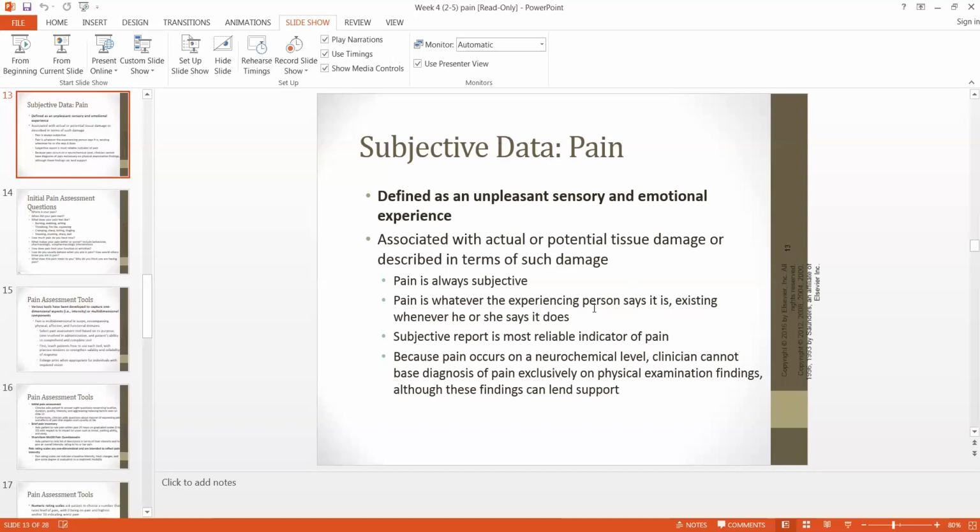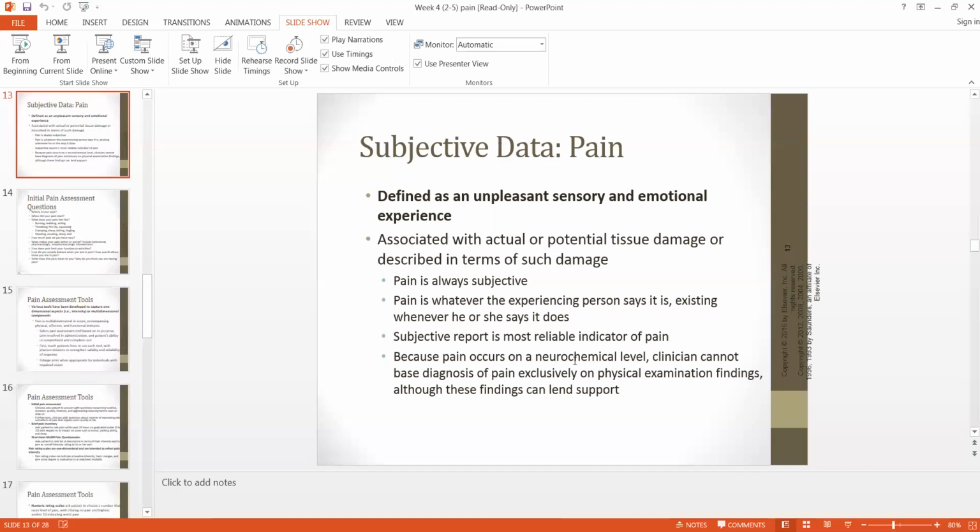Pain is whatever the person experiencing it says it is. It exists whenever he or she says it does. Well, that happened 2 years ago. Why are you still feeling pain? They're saying they're feeling it. It's the most reliable indicator of pain, this subjective report. And we have to believe that. How we deal with it, though, we have to get a little more savvy in that.